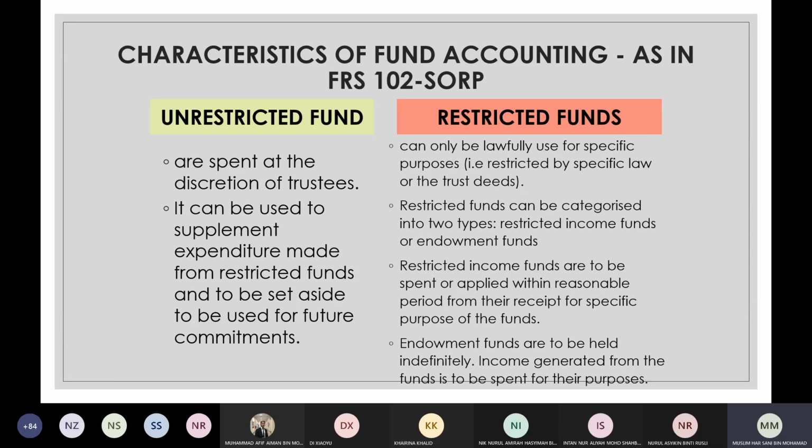So the opposite of the restricted income fund is the endowment fund, where the capital is kept and maintained. The only thing they can use for operation is the income. If you remember one example of an endowment fund, within the university also, we have an endowment fund unit.